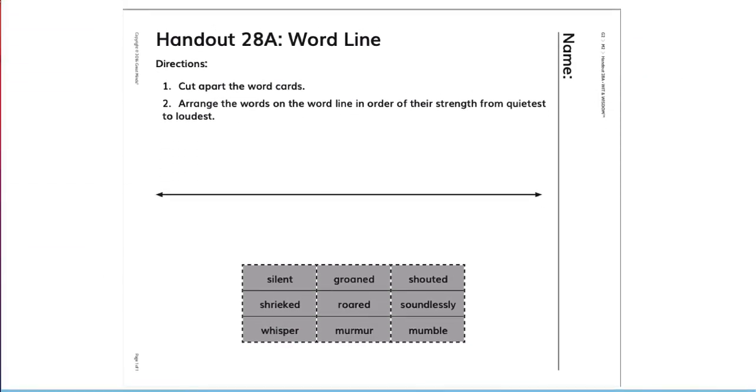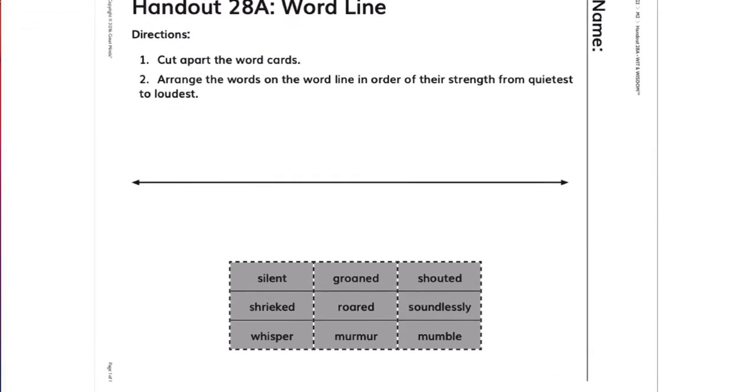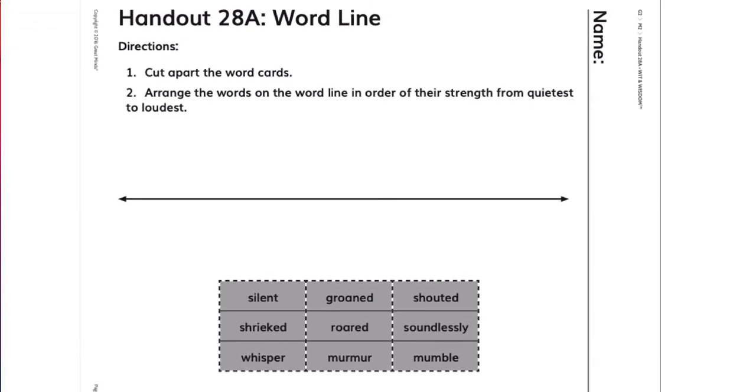In your blue workbook, please find the page that says Handout 28A, Word Line. And if you don't have scissors and a glue stick yet, you can get those now. Go ahead and pause the video if you need time to collect your materials.